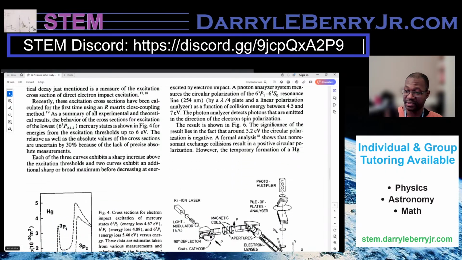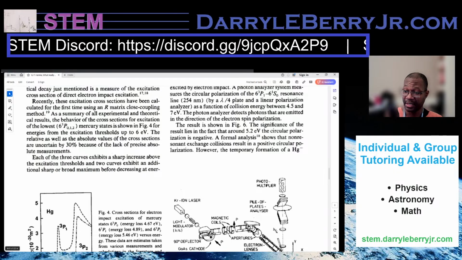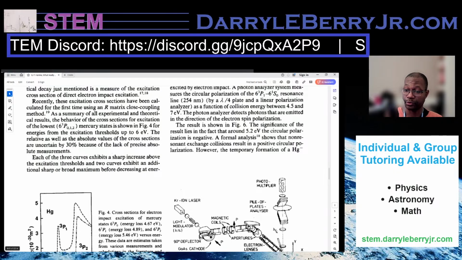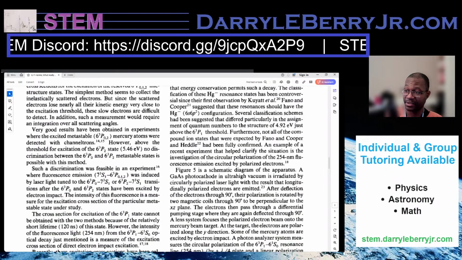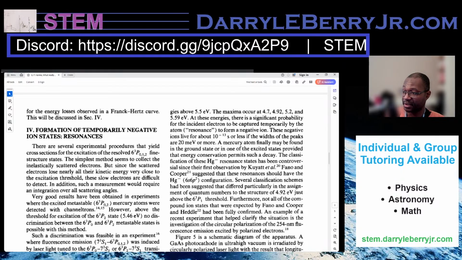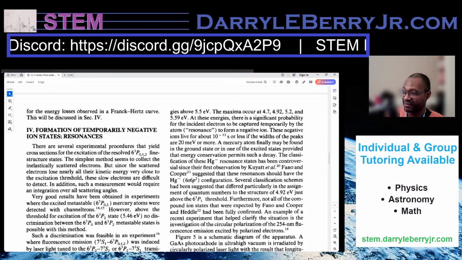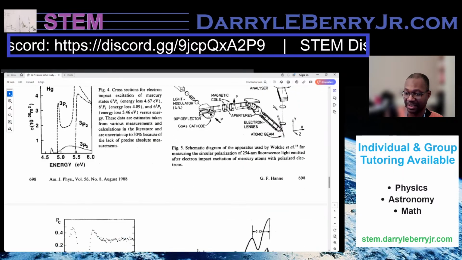Each of the three curves exhibit a sharp increase above the excitation thresholds, and two curves exhibit an additional sharp or broad maximum before decreasing at energies above 5.5 electron volts. The maxima occur at 4.7, 4.92, 5.2, and 5.59 electron volts.